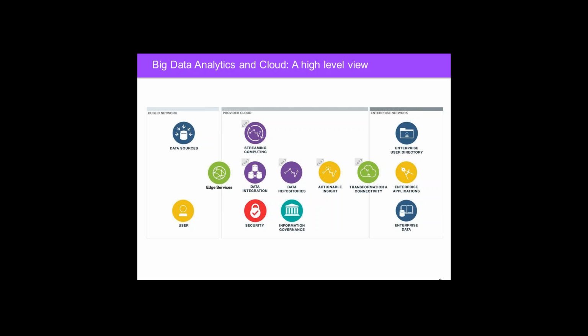Then moving over to the far right, the enterprise network depicts the typical capabilities and resources that would remain within an enterprise. These may be legacy enterprise systems such as the enterprise user directory, or data that's core to the enterprise's operations, such as reference data, master data, and other business critical enterprise applications. So at a bird's eye view, that's how we would depict it. Next slide, please.